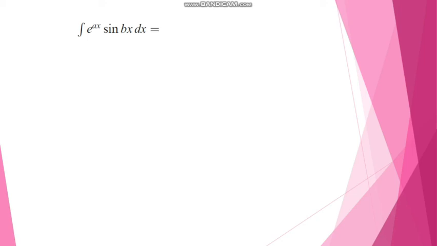It is an indefinite integral whose integrand is the product of two different functions. The first function is an exponential function whose coefficient is a, and the second function is a trigonometric function whose coefficient is b. The reduction formula will be e power x upon the sum of squares of the two coefficients times (a sin bx negative b cosine bx).